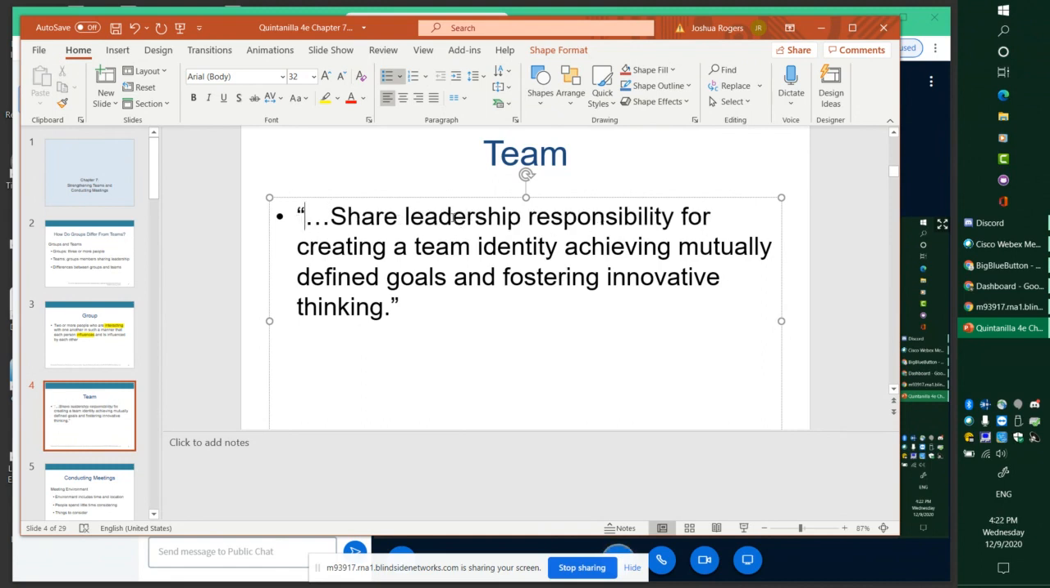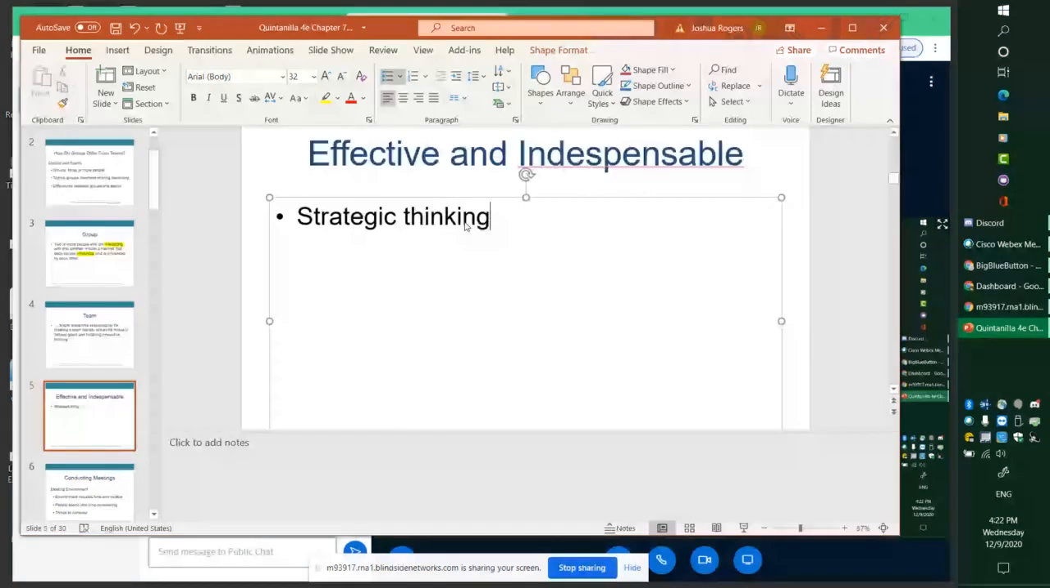More leadership. Remember the strategic, the key factors that we talked about on Monday that make you effective, that make you indispensable. Key factors were strategic thinking. Inspirational thinking. And problem solving.